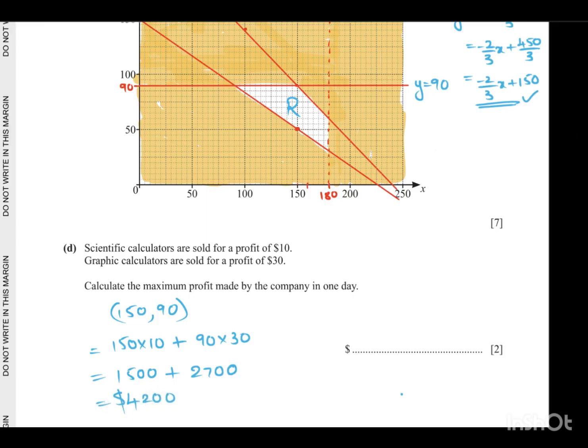This is the maximum profit earned by the company in one day.